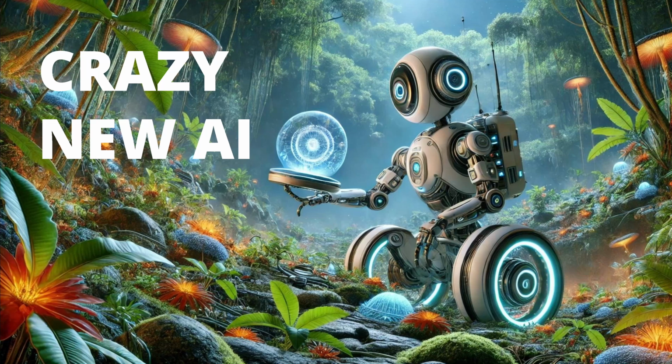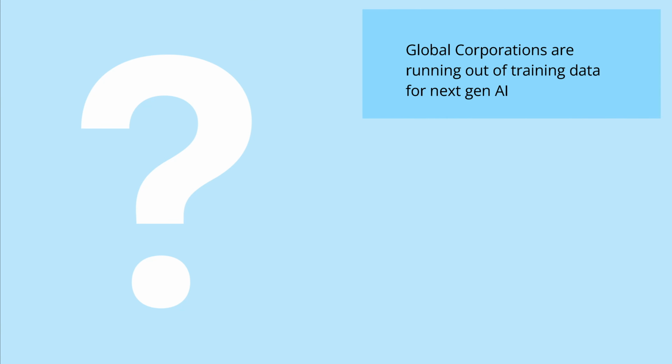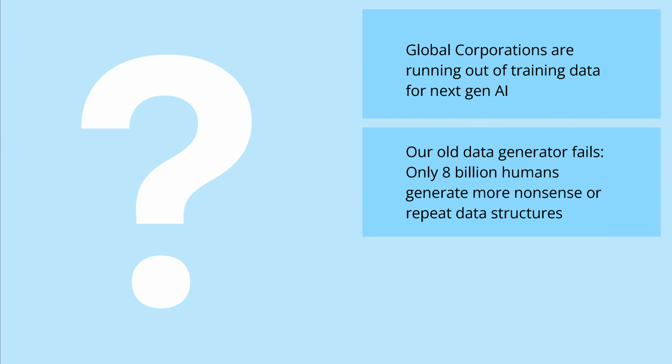Hello community! Let's do some crazy new AI because I feel today I want to build something new. Now you know we have a problem because global corporations, poor Meta, poor little Google, poor little Microsoft, are running out of training data for the next generation AI system. And you might say, hey, why? We have 8 billion humans that generate more nonsense every day. But unfortunately, they are now mixed with AI-generated content, and we just have a repeat of the same old stories.